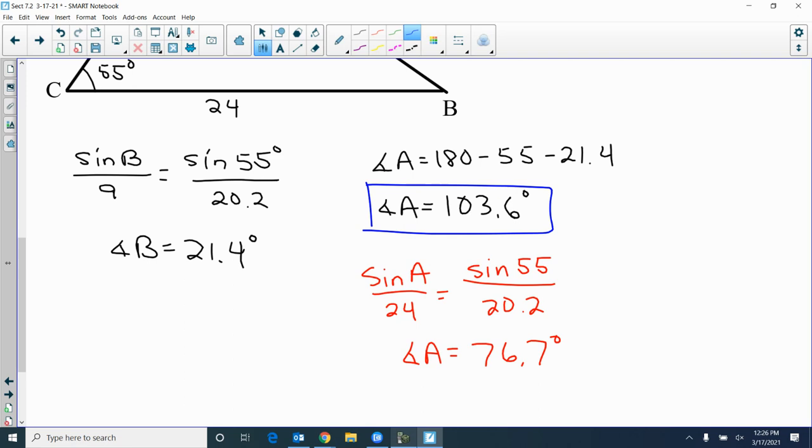Now, can you tell me why? This is where you've got to be smarter than your calculator. That answer is incorrect, and you've got to understand why so that you don't do that. There's a reason you find the smaller angle. Anybody know why it gave me the wrong answer, or why it didn't give me 103.6?